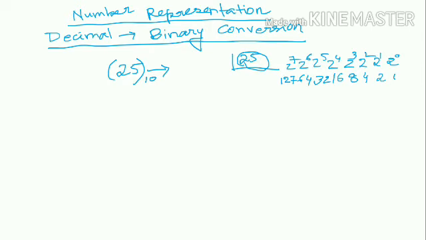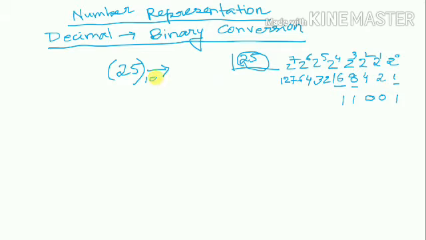So you have to construct 25. How can we make 25? 16 plus 8 is 24, plus 1 is 25. Okay, that means this will be 1, this will be 1, this will be 0, this will be 0, this will be 1.